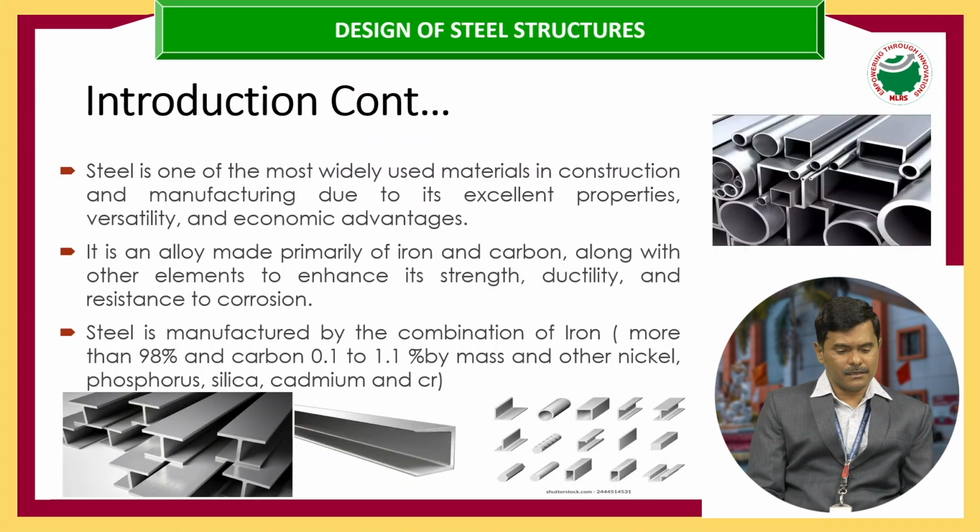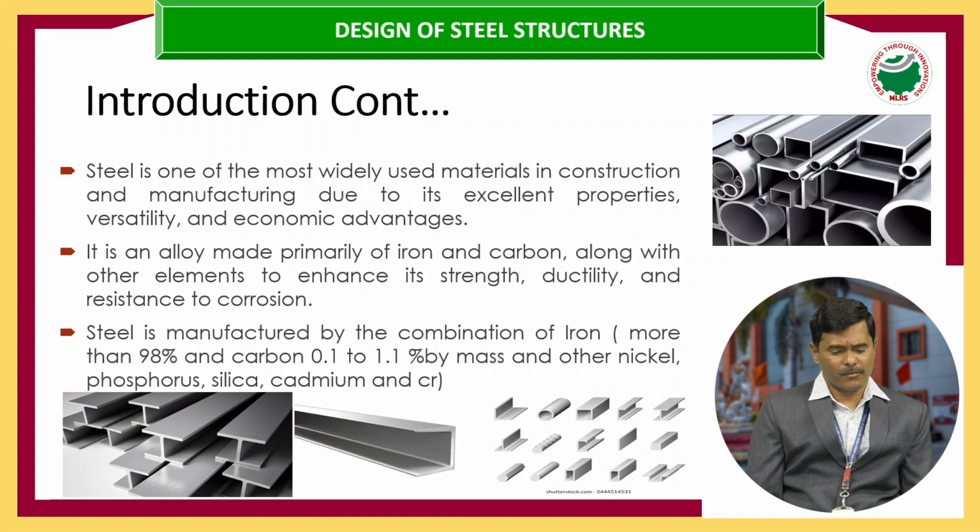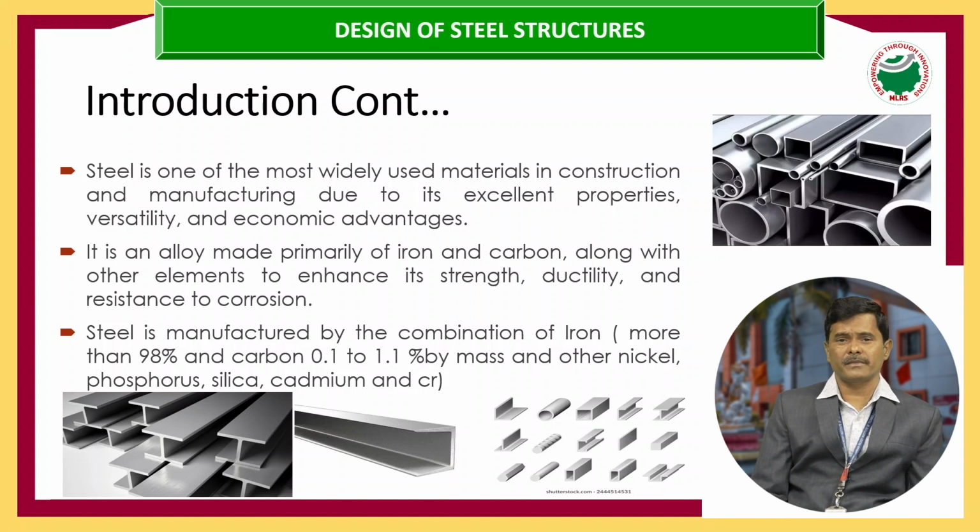Okay. So steel is one of the most widely used materials in construction and manufacturing due to its excellent properties, versatility, and economic advantages. It is an alloy made primarily of iron and carbon, along with other elements to enhance its strength, ductility, and resistance to corrosion. Generally, steel is manufactured by the combination of iron, more than 98%, and carbon, around 0.1 to 1.1% by mass, and other elements like nickel, phosphorus, silica, cadmium, and chromium, etc.